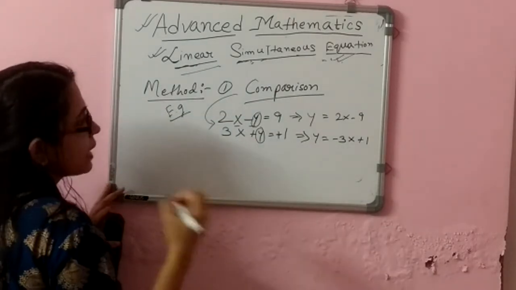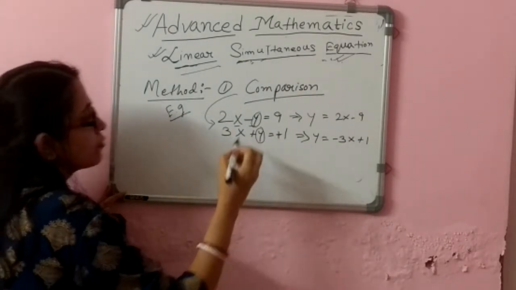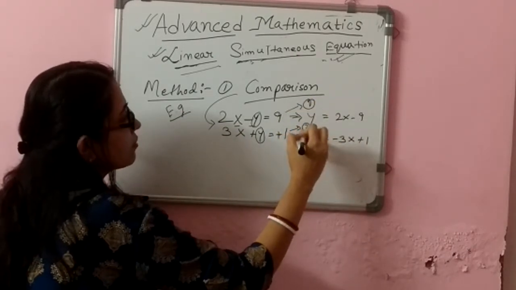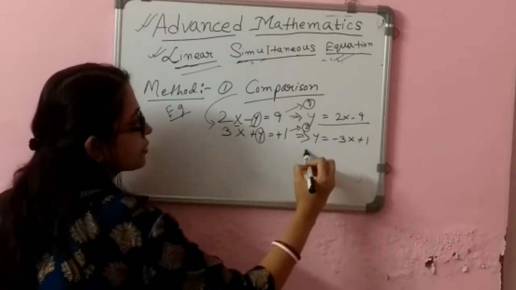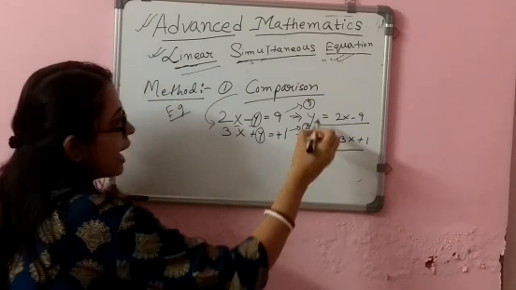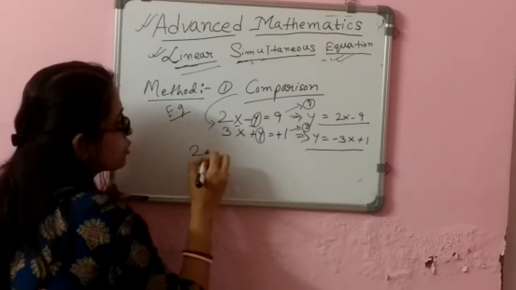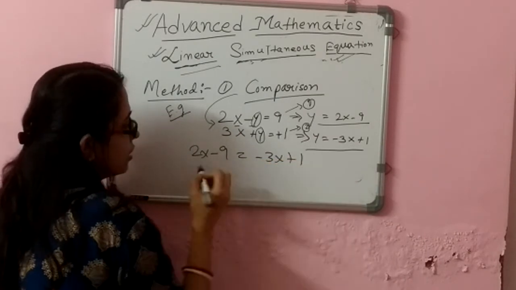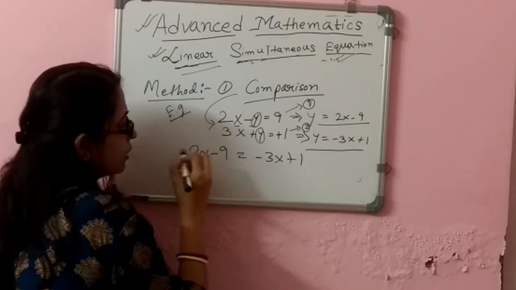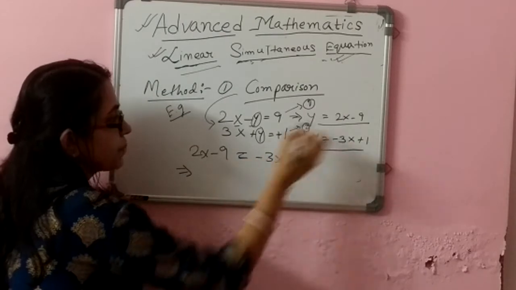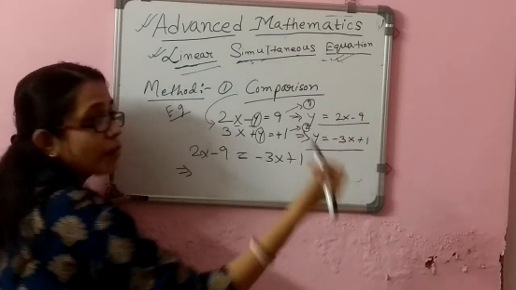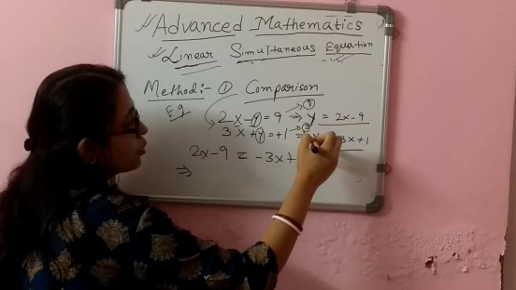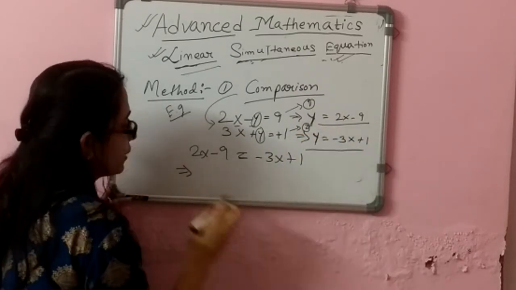So the comparison method tells us to compare. From the first equation we have found out y, and from the second equation we have also found out y. Now we can write 2x minus 9 equal to minus 3x plus 1. So after comparing, we have compared both these equations. Why? Because in both we have taken out the value of y.